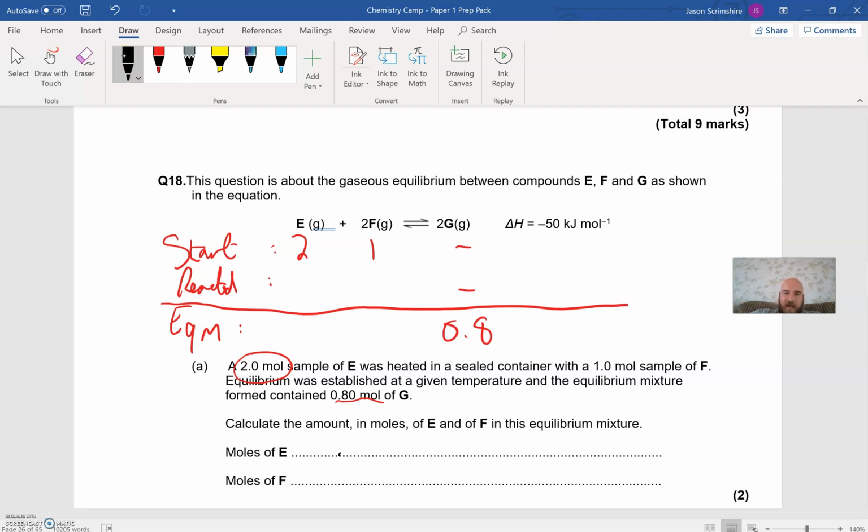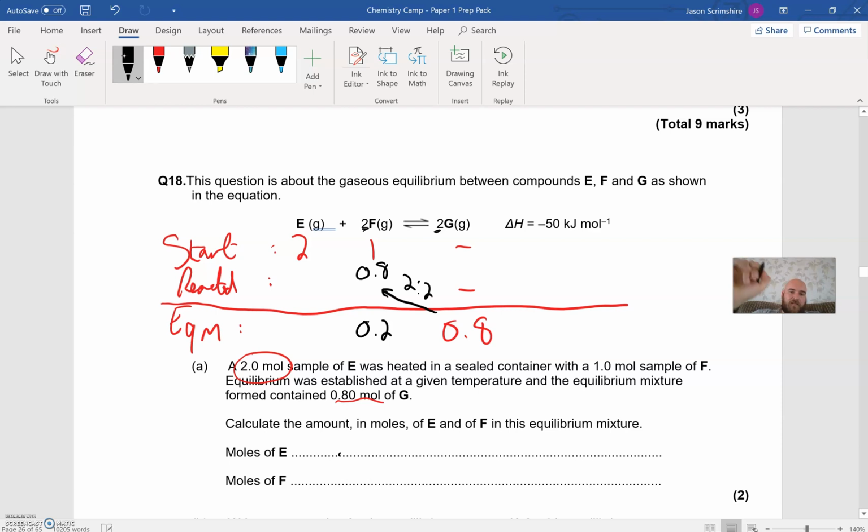Well, it's the ratio, because you've got to look at the ratio of G to F and E independently. So what is the ratio of G to F? Well, it's 2 to 2, isn't it? So if 2 moles of this reacts, 2 moles of this forms. So if 0.8 moles has formed, 0.8 moles must have reacted, which gives us 0.2 left over.